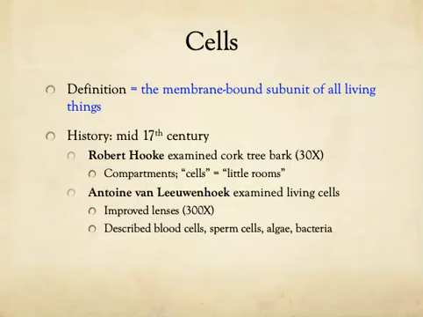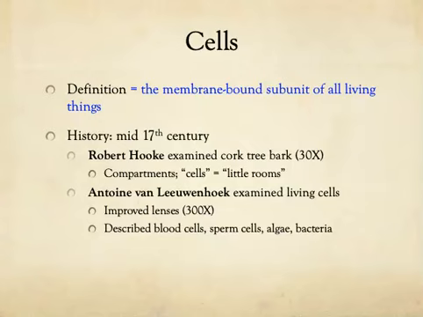Now, the discovery and description of cells has a very interesting history, and there are a couple of historical names that you should be familiar with. The first name is Robert Hooke, and the second is Antoine van Leeuwenhoek. Both of these men did their research in the mid-17th century, and both of them contributed to our very early understanding of what the subunit of living things, or the cell, is.